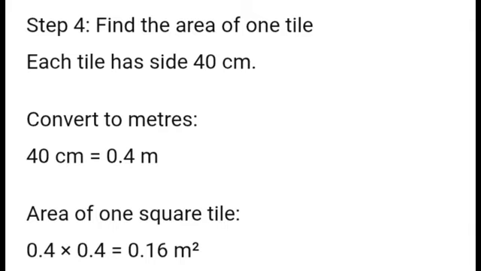Step 4. Find the area of one tile. Each tile has side 40 centimeters. Convert centimeters to meters by dividing by 100. So 40 centimeters equals 0.4 meters. Area of one square tile equals side multiplied by side. So 0.4 multiplied by 0.4 equals 0.16 square meters.